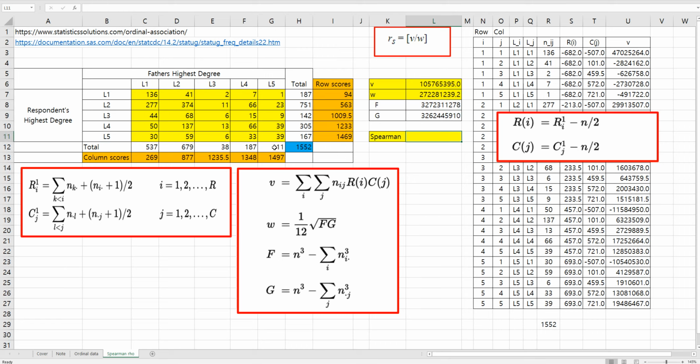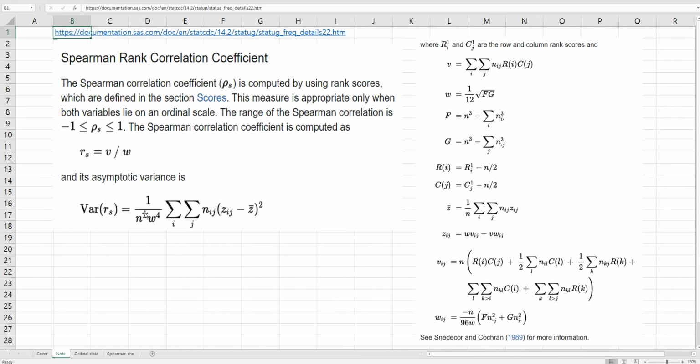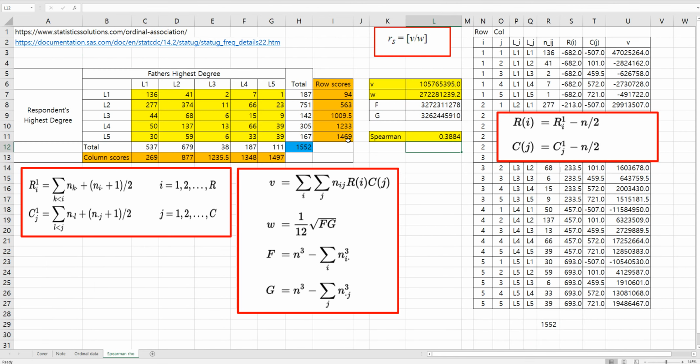Then let's get Spearman rho. The Spearman correlation coefficient can be calculated by using this formula, V divided by W. So this is the Spearman correlation. The range of Spearman correlation is from -1 to +1. So we can say that this 5 by 5 contingency table has positive correlation in terms of ordinal association. I hope it was useful to understand how to calculate the Spearman correlation by using this formula in Excel.